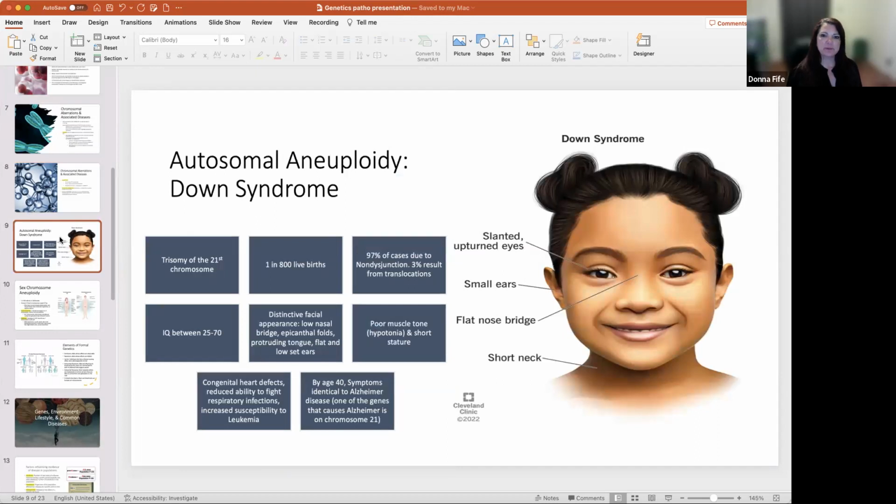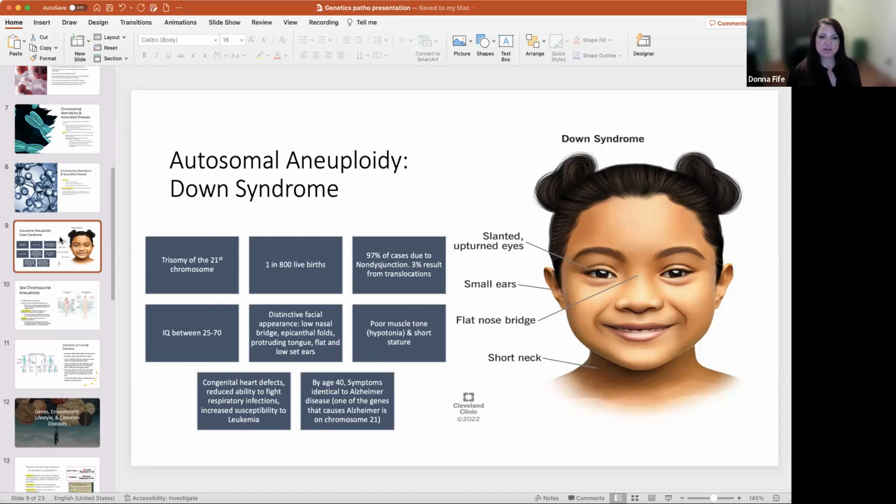Under autosomal aneuploidy, we'll talk about Down syndrome. This is trisomy of the 21st chromosome, and it occurs in about 1 in 800 live births. 97% of cases are due to non-disjunction, and 3% result from translocations. IQ is generally between 25 and 70.